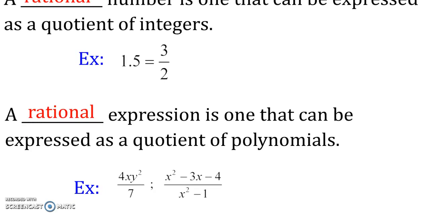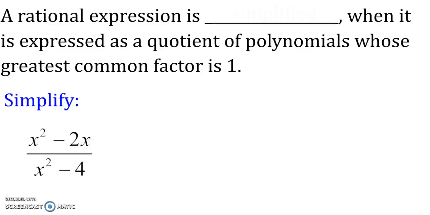The first section we're just going to simplify. The second section we're going to multiply and divide them. And the third section we're going to add and subtract them. So that's what this entire chapter is basically about. So when I'm talking about a rational expression being simplified, it's when the quotient of polynomials' greatest common factor is 1. Understand that's wordy. So what am I talking about?